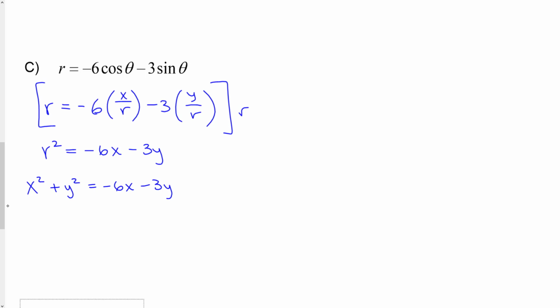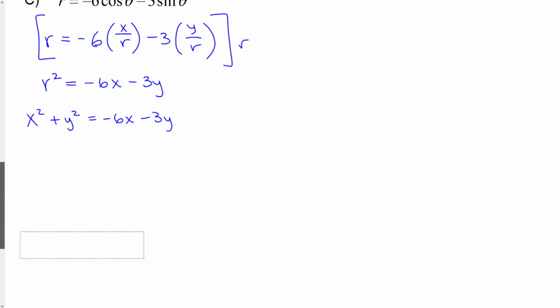And again, I probably could polish that up a little bit nicer, but in a lot of these, there really is no say as to how far you should take it. As long as it's in rectangular form, meaning that you just have x's and y's left, you're going to be fine.